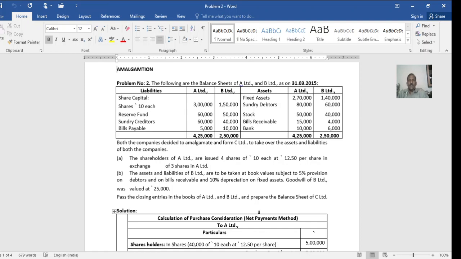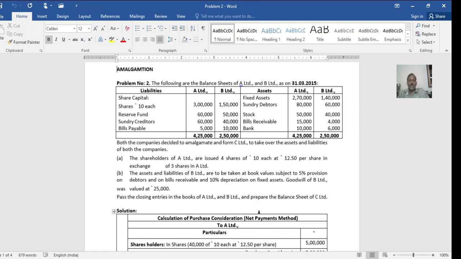As I told earlier, in every problem, whenever you get a problem, you have to see whether the net payment method can be followed. The net payment method is the total payment made by the transferee company to the shareholders of the transferor company. Here, shareholders of A Limited are paid this much, so we have to calculate. Then it is the purchase net payment method.